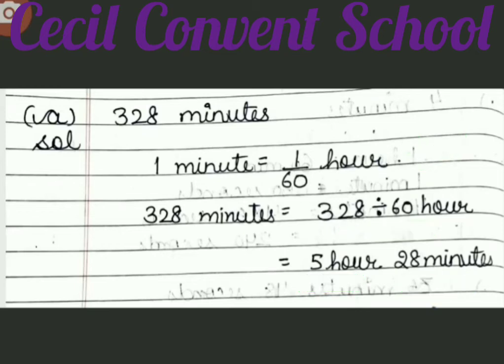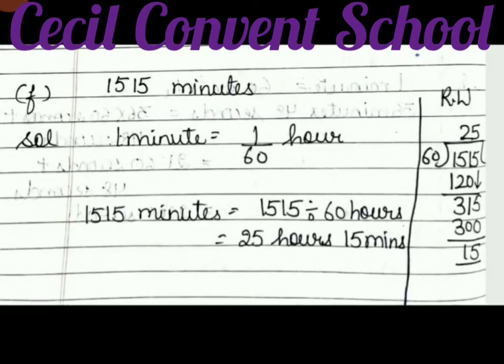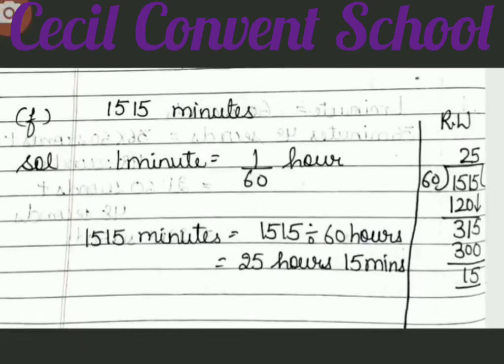Clear? Now we do F part. For F part, I have done the rough work also so that it will be easy for you. Firstly, we write 1 minute is equal to 1 by 60 hours because we are moving from small to big. When we move from small to big, we always do divide. So 1515 we have to divide by 60. See here, I have done division also.